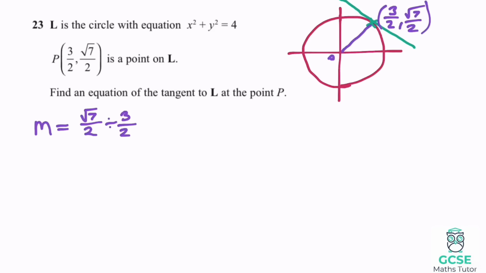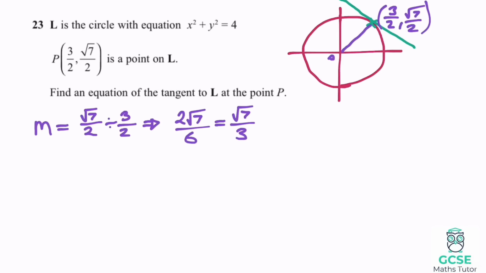Obviously I can just treat this like normal fractions, so I can do root 7 over 2 times 2 over 3. So flipping the second one over and timesing them would give us 2 root 7 over 6. And again, that can simplify. I can divide the top and bottom by 2. So I would end up with root 7 over 3, and that's my gradient there of the radius.